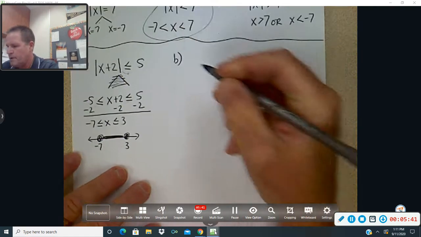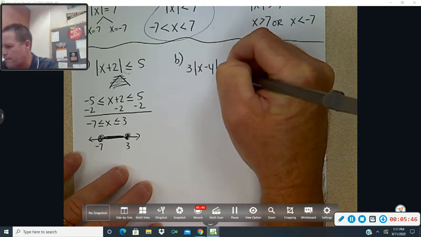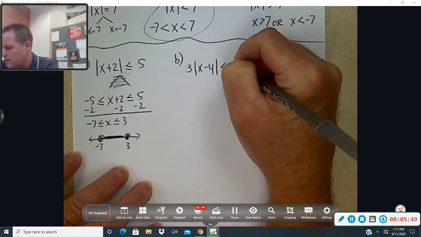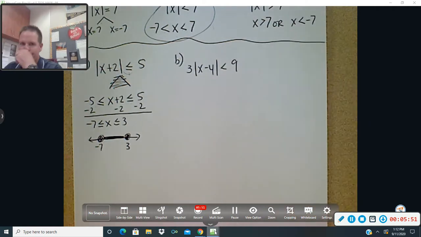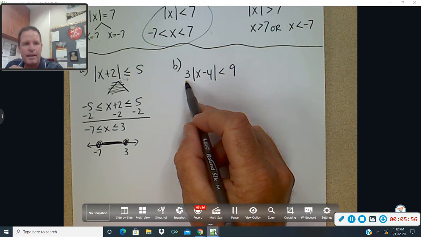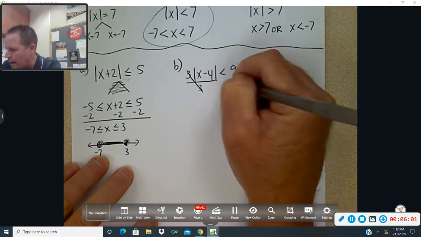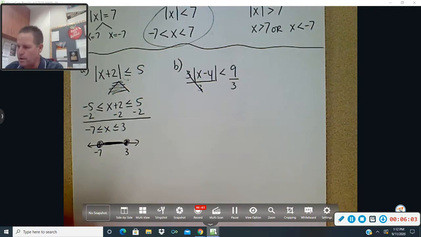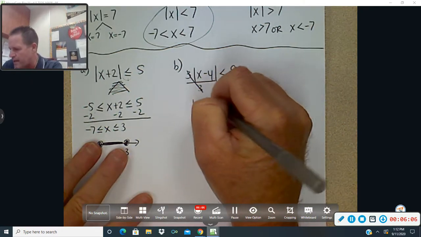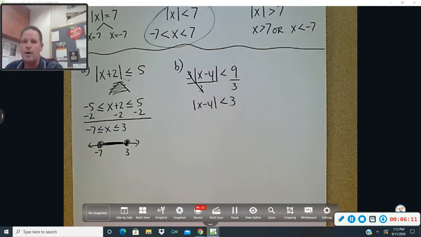Okay, letter B. So let's go with 3 times the absolute value of x minus 4 is less than 9. Now just like with equations, you can't have this 3 hanging around. We talked about how to get rid of that 3. Divide each side by 3. Good. Absolute value of x minus 4 is then less than positive 3. We divided by 3, so no need to flip the sign. There's no dividing by negatives, although that could come into play, just not on this one.